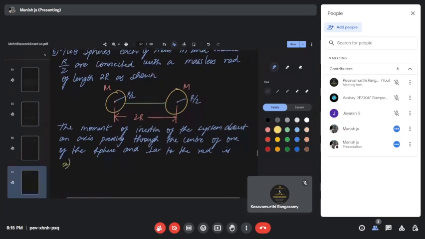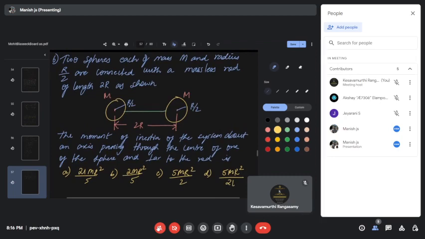Option A, 21 mr square upon 5. Option B, 2 mr square upon 5. Option C, 5 mr square upon 2. And option D, 5 mr squared upon 21. Okay, so these are the options.